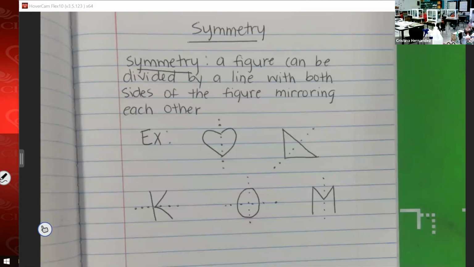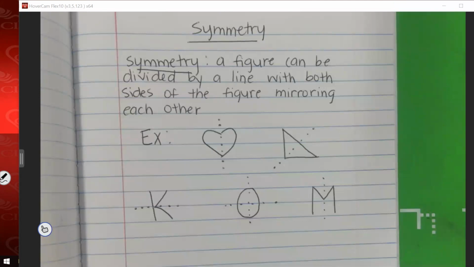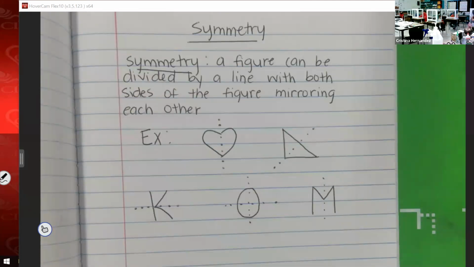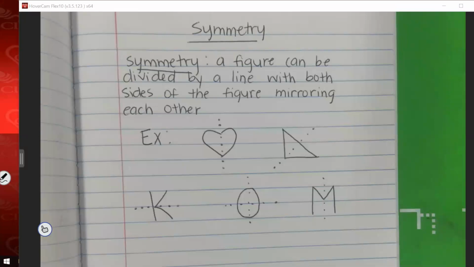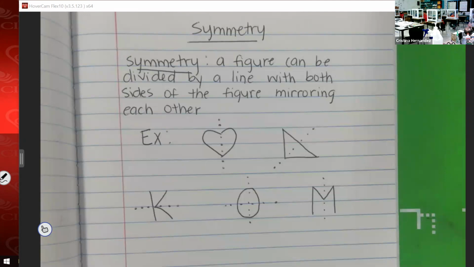So symmetry: a figure can be divided by a line with both sides of the figure mirroring each other. Good. Make sure you drew the shapes and the dots, so they look exactly the same. And some shapes will have multiple lines of symmetry. Like a square has multiple, a rectangle has multiple, a circle has an infinite amount. It just really all depends.